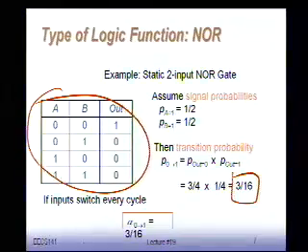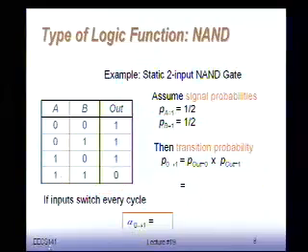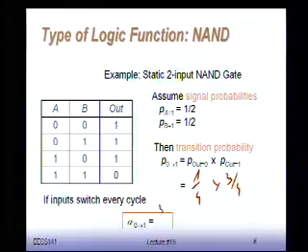Now, if I do an AND gate, I will get exactly the same results. I'm not sure if I have an AND gate here. Yeah, I have an AND gate here. It's just the opposite. The probability of a 1 is 3/4, and the probability of a 0 is 1/4, times 3/4 is 3/16. No difference. So NAND and NOR gates typically have a similar type of dynamic switching behavior.